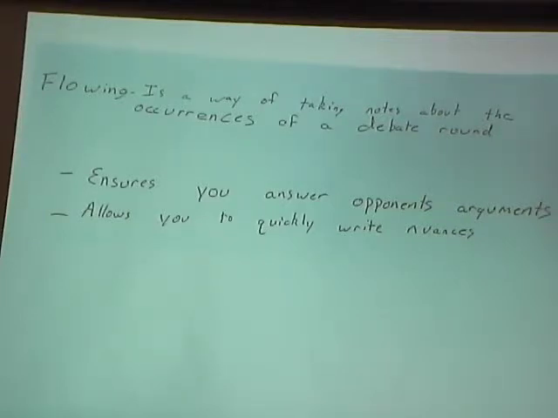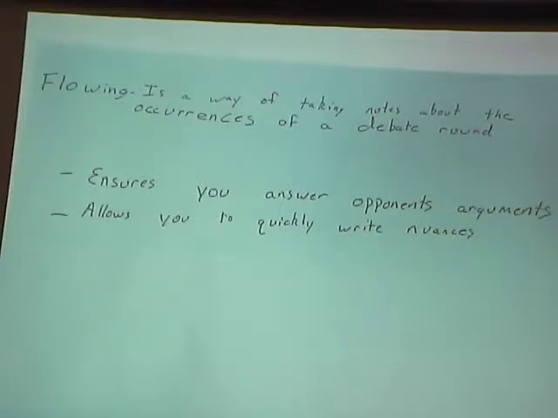The second is that it allows you to quickly write out nuances to the opponent's arguments that are being made. So if you notice that it's not a typical economy argument that's being made, but in fact they're talking about a double-dip recession, you can see that nuance, write it down quickly, and be able to recognize that you have to answer that argument a little bit differently than you did before.